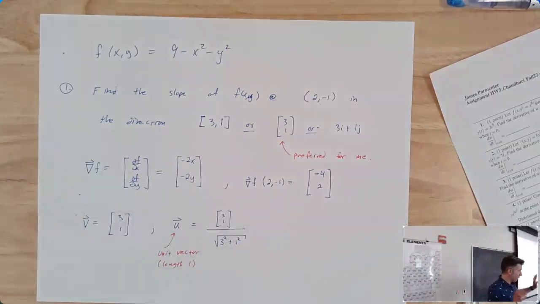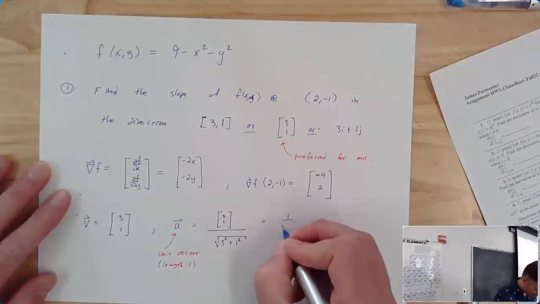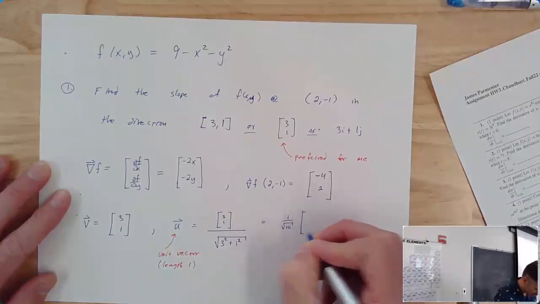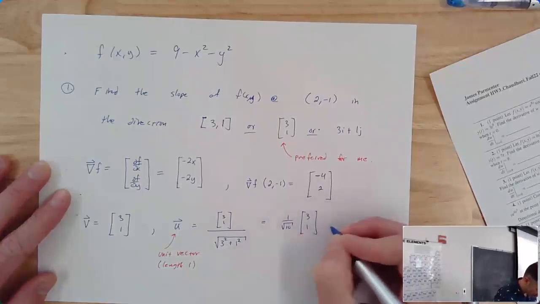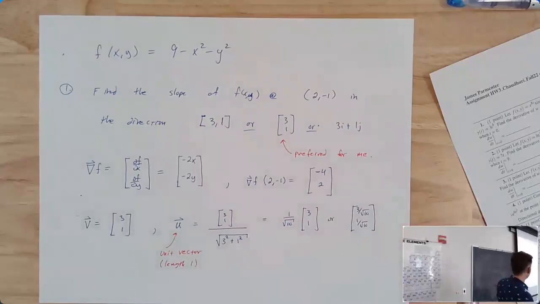Just as a reminder, when you want to find the length of a vector, you just take each component, square it, add together, and take the square root. It's like the distance formula. It's literally the distance formula. So then we're going to get 1 over the square root of 10 times the vector 3, 1. Or if you prefer, you could write it as 3 over root 10, 1 over root 10. There is no real need to rationalize these things. I would just leave it like this.